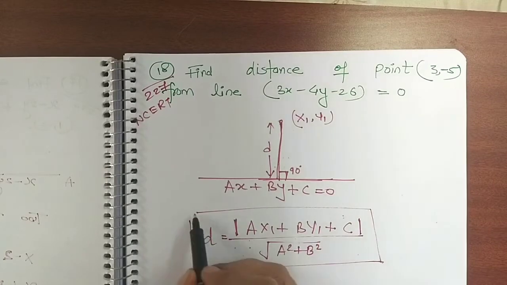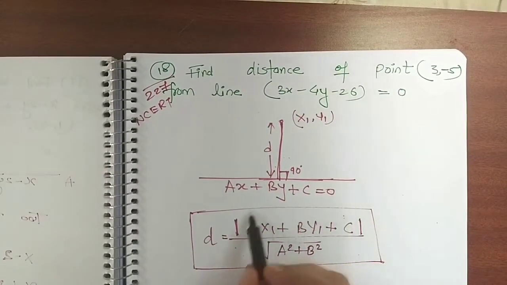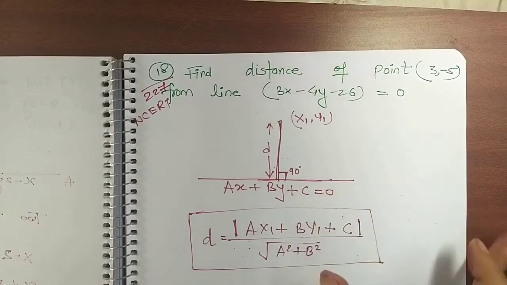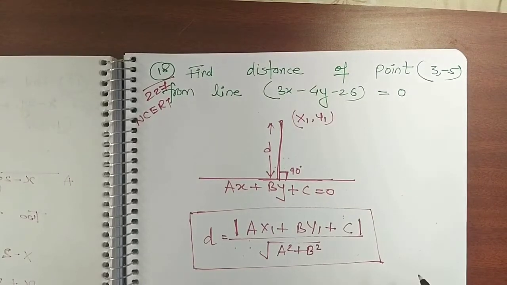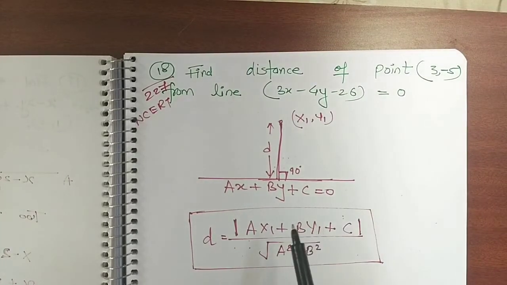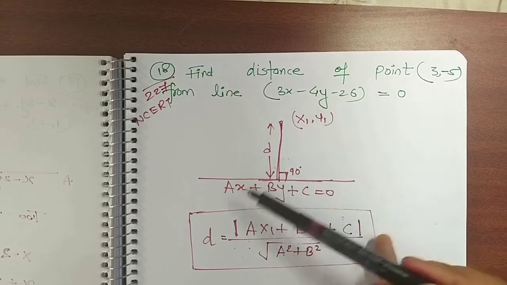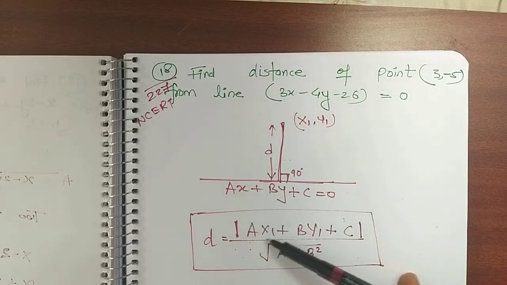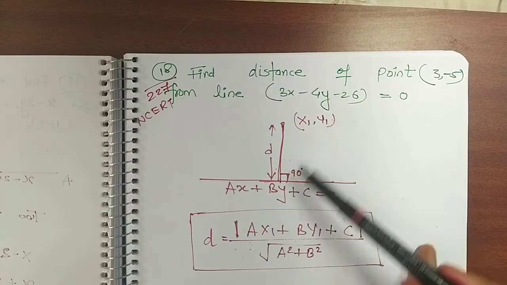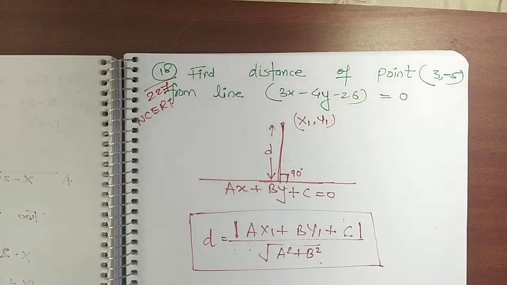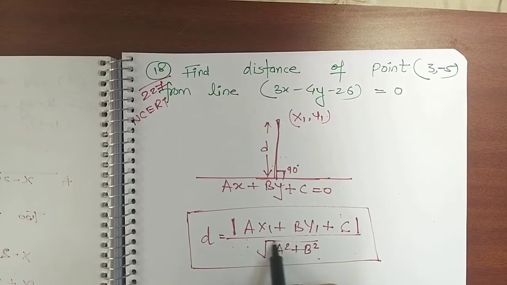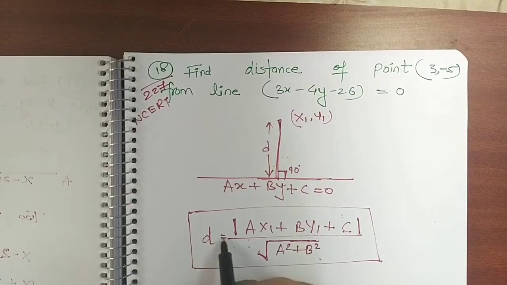Mod is a kind of wall which makes sure that whatever is inside, when it comes out, becomes positive. So this is x1, y1. Instead of x, we have to put x1, ax1, and instead of y, we have to put y1, by1 plus c by root of a square plus b square. This is the formula. Understood?